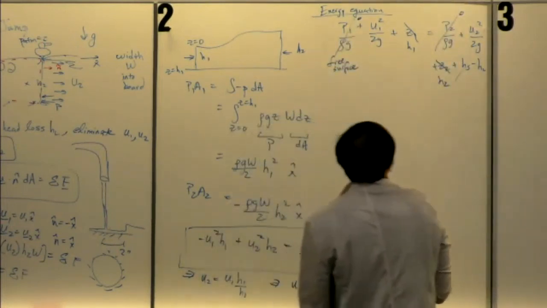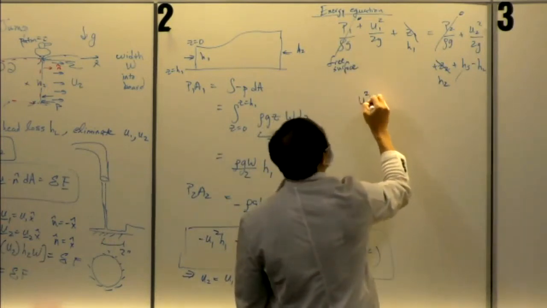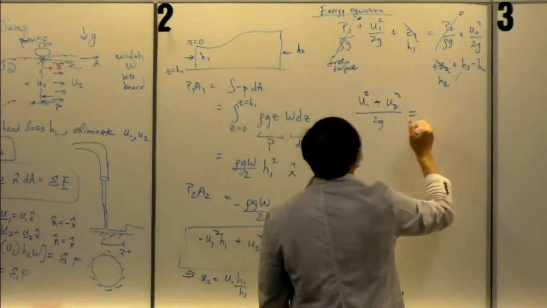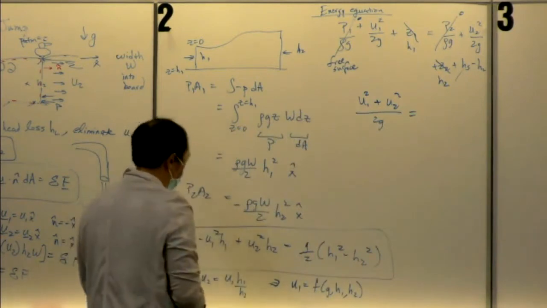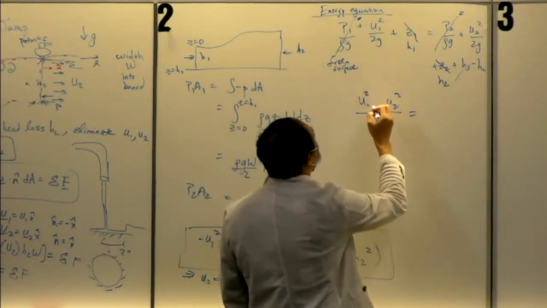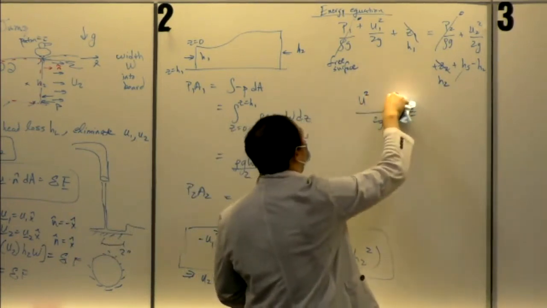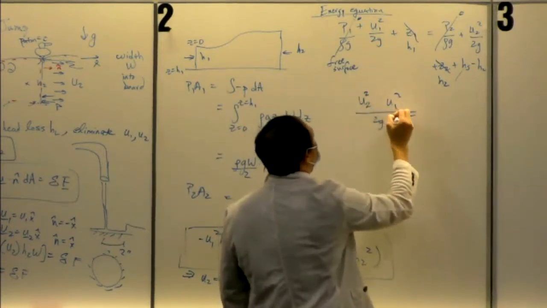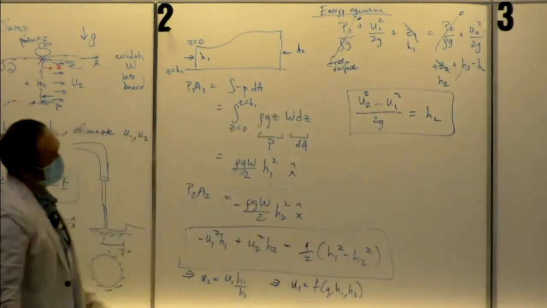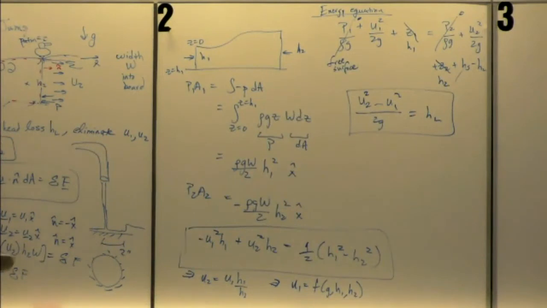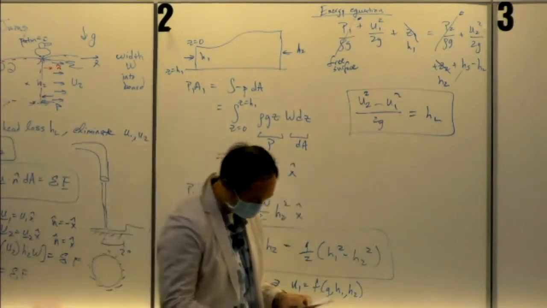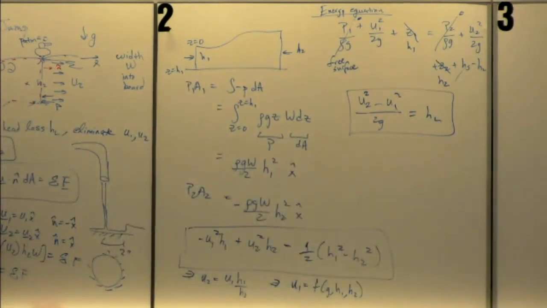All right. And so you have U1 squared minus U2 squared over 2g. Let's do 2 minus 1. Then we get a negative, positive HL. U2 squared minus U1 squared over 2g is equal to HL. All right. So that's what the energy equation gives you. And what you're going to do is substitute for U1 and for U2. And after some algebra, you'll get this.